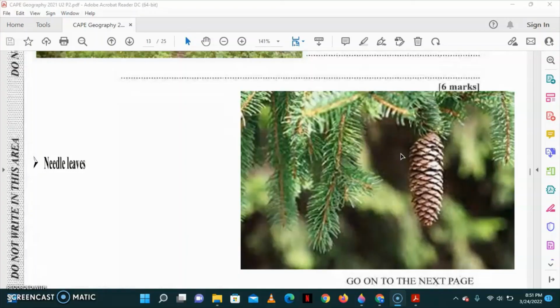Now, once you were able to explain 2 ways that the trees adapt, then 6 marks should be yours. Once you were able to answer the questions here, then 30 marks would be yours as well. Stay tuned for question 3 and question 4.